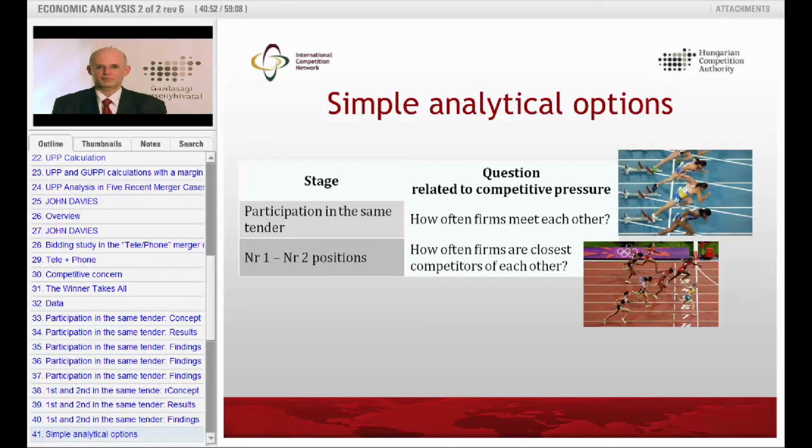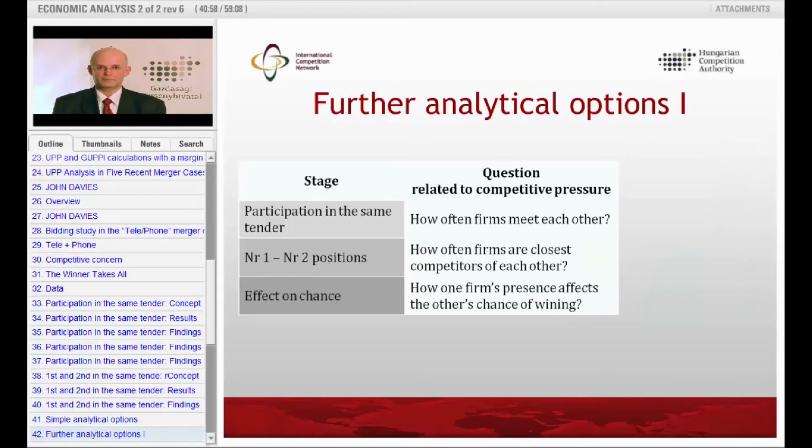There are further analytical options that bring you even closer to the core concept of competitive pressure. For example, you can check if the probability that Phone wins is different in those tenders where Tele also submitted a bid from those where Tele did not, and how big the difference is. The more Tele's participation decreases Phone's chance of winning, the stronger competitive pressure it seems to impose on Phone. You can check the same for each supplier concerning each competitor. This helps to map out competitive pressure even better.